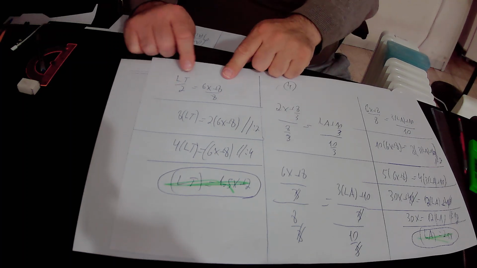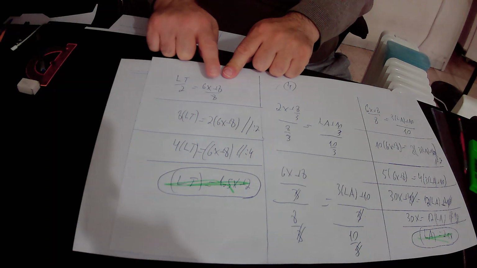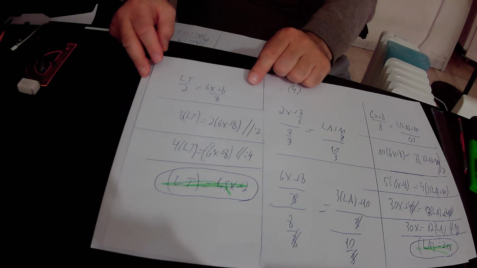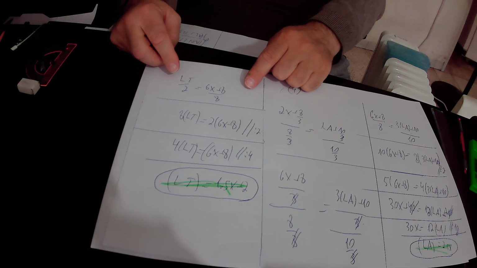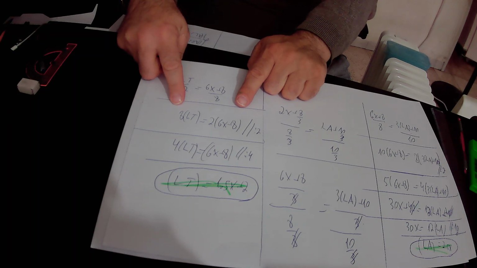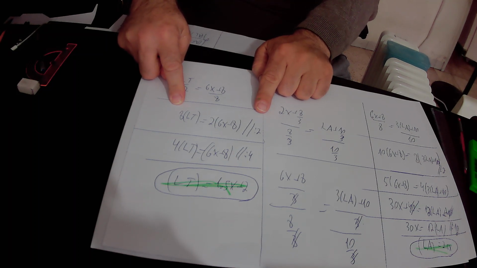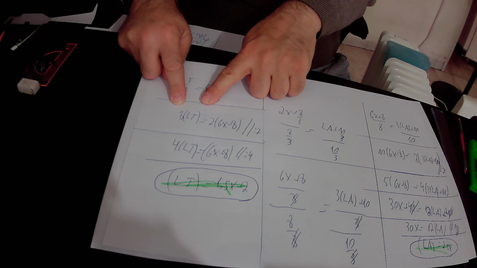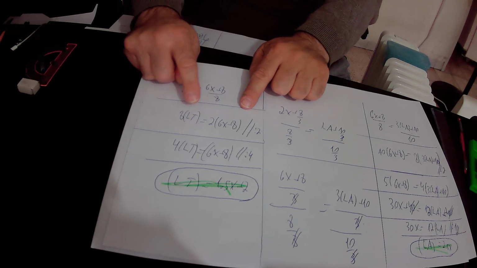LT over 2 equals 6x plus 8 over 8. Here we cross multiply this equation and find that 2 times 6x plus 8 equals 8 times LT. Here we divide this equation by 2 and finally find that 8 over 2 is 4, so on this side of the equation we have in total 4 LT, and 2 over 2 is 1.